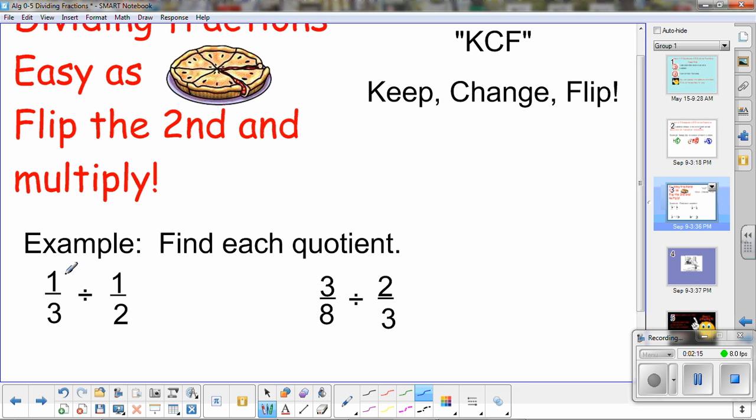In the first example, 1/3 divided by 1/2: dividing fractions, easy as pie, flip the second and multiply. Or keep, change, flip. Now there isn't anything to simplify ahead of time, so go ahead and multiply the numerators. 1 times 2 is 2, 3 times 1 is 3. 2/3 is our answer.